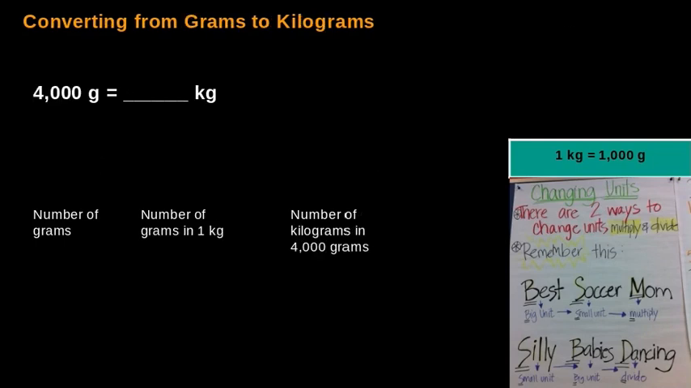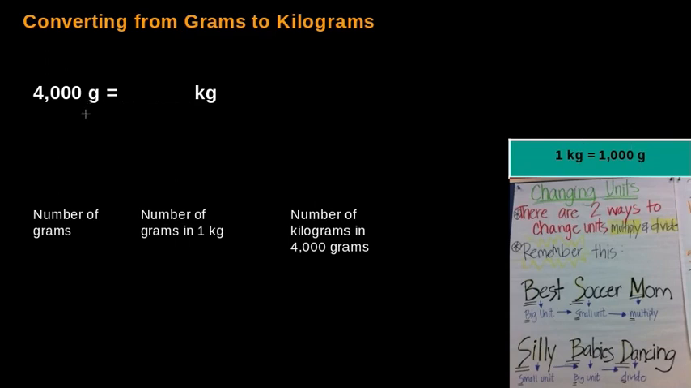How many kilograms will you find in 4,000 grams? How many kilograms are you going to find in 4,000 grams? What's the relationship between grams and kilograms again? 1 kilogram equals 1,000 grams. Which unit is the big unit? Kilogram. The small unit? Grams.